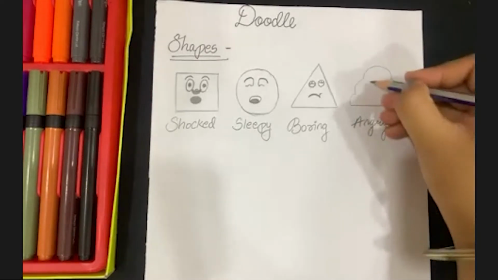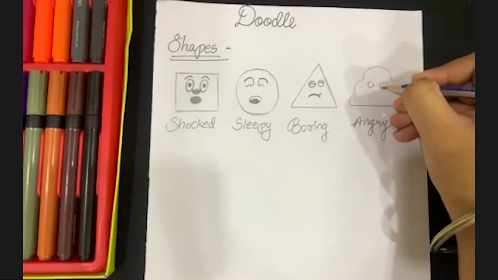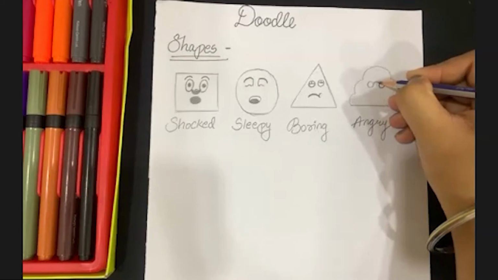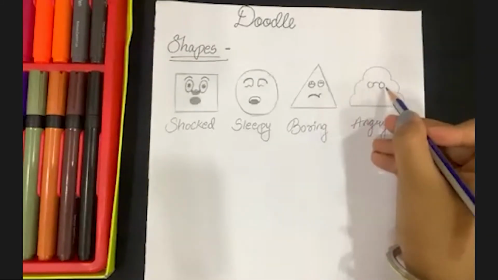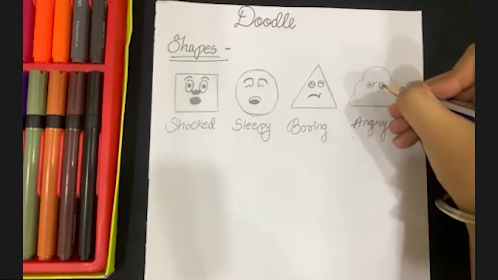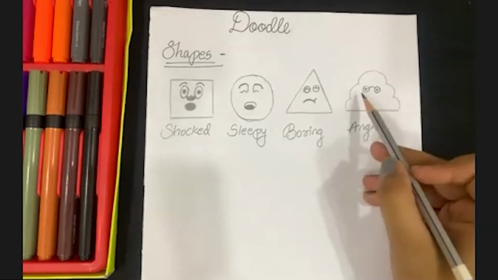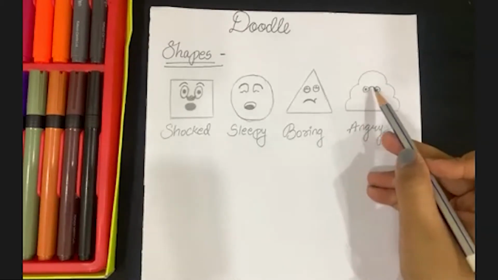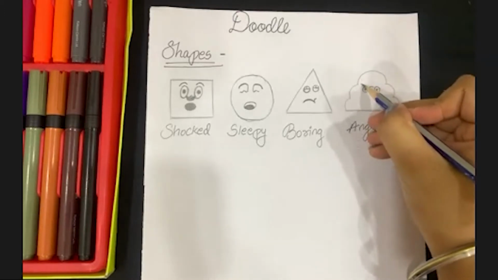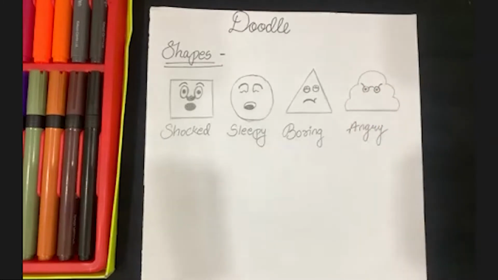So for that, first I'm going to draw two small circles, with an eyeball inside that. Okay, and you have to join those eyes with the C shape. Left C that is going upwards, right C that is going upwards.